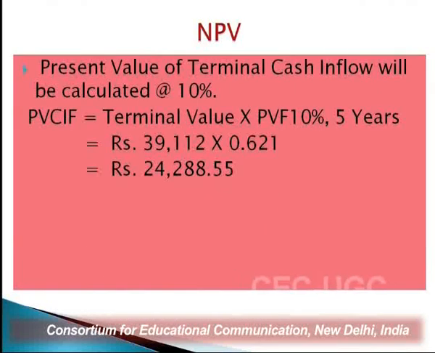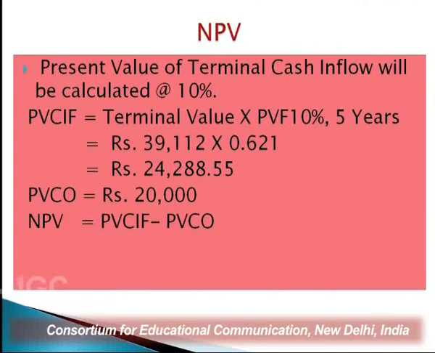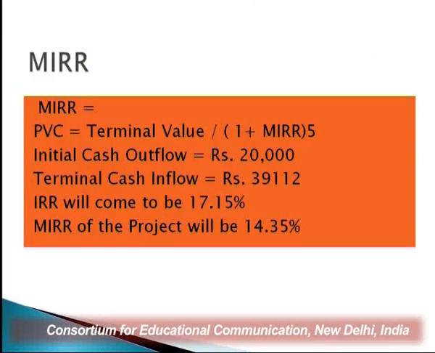The present value becomes rupees 24,288.5. The present value of cash outflow is rupees 20,000, and NPV becomes 4289. We can calculate MIRR with a functional formula where the present value of cost or cash outflow is equal to terminal value divided by (1 plus MIRR) to the power 5, because the life here is 5. And when we calculate, we will get the MIRR to be 14.35%, whereas normally IRR would have come to be 17.15%.